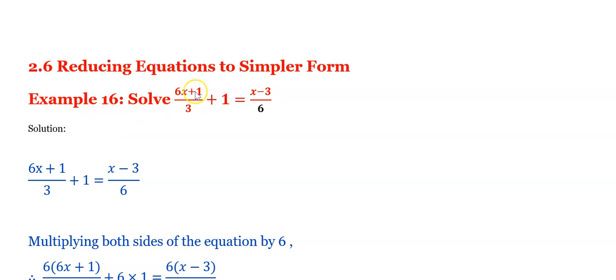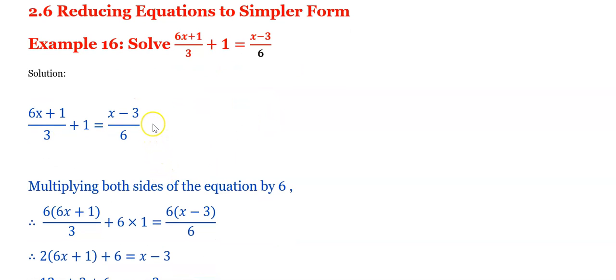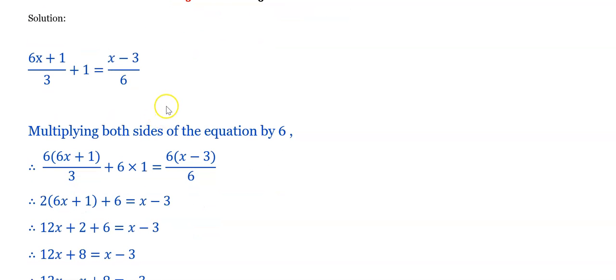Solve (6x + 1)/3 + 1 = (x - 3)/6. Now see this here. This is the given equation. Now to solve this equation, we'll multiply, that is here 1 upon 1 here. And what is the LCM here? The 6 is the LCM. Therefore multiply both sides by 6.